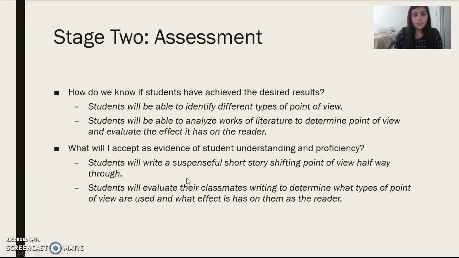Okay, so stage 2, the assessment. How do we know if students have achieved the desired results? Students will be able to identify different types of point of view. Okay, so we're starting at the bottom of Bloom's, right? We're just identifying. And then our second goal brings this up a little bit. Students will be able to analyze works of literature to determine point of view and, one more step, evaluate the effect it has on the reader. So we want to make sure that we also have that built into there.